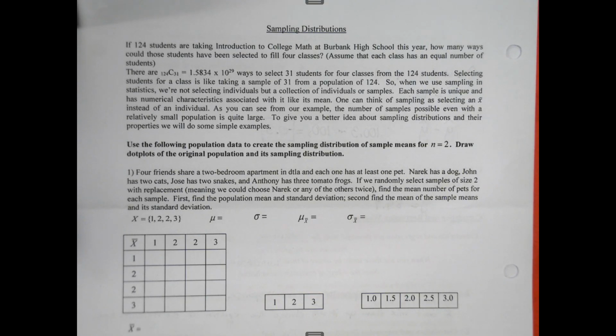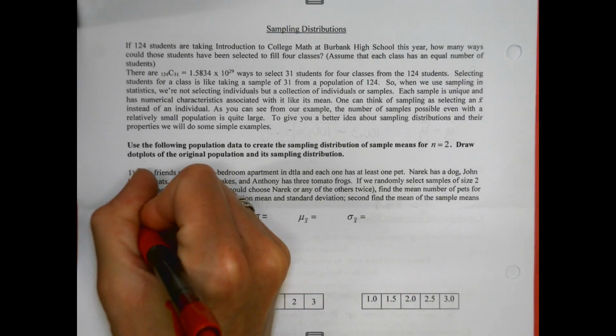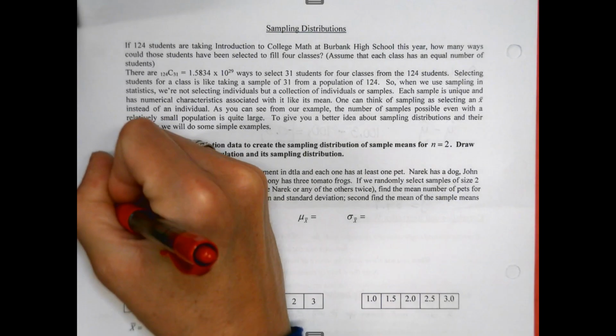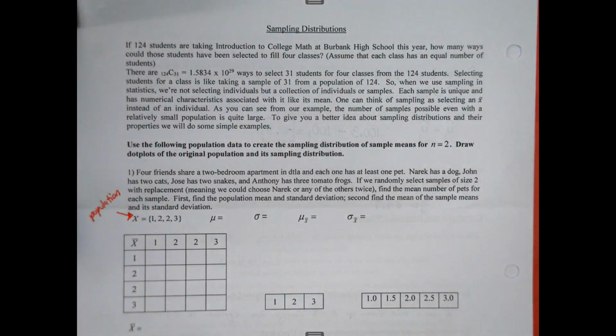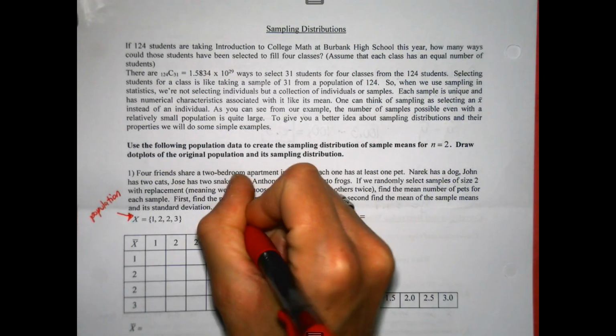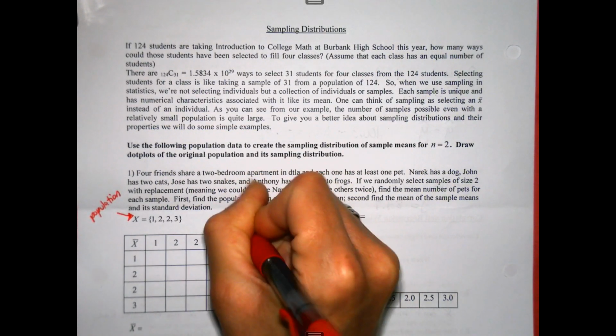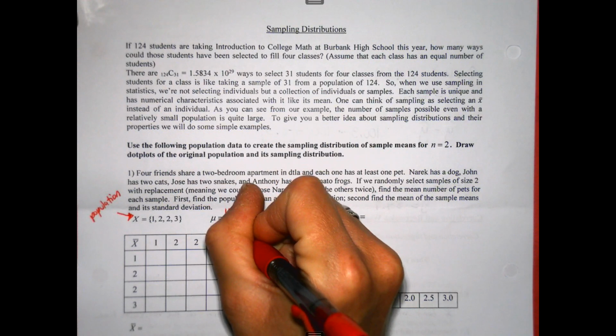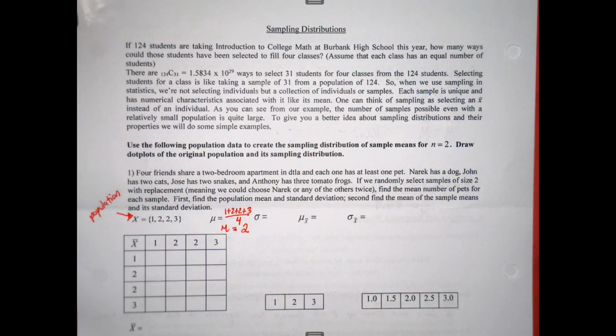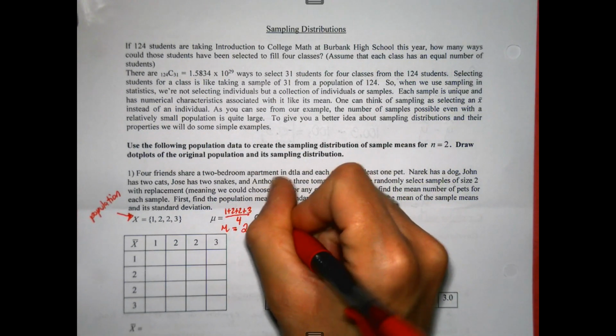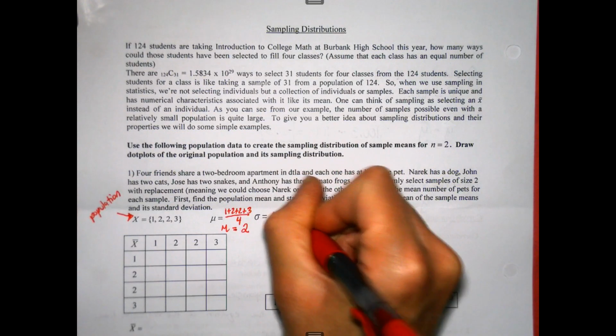So, this X here is our population. And we need to find the mean of our population. So the mean of our population, we add those things together, 1, 2, 2, and 3, and divide by the total, which is 4. So our mean ends up being 2. The standard deviation, we could use a calculator to find. When we do that, we end up with 0.707.